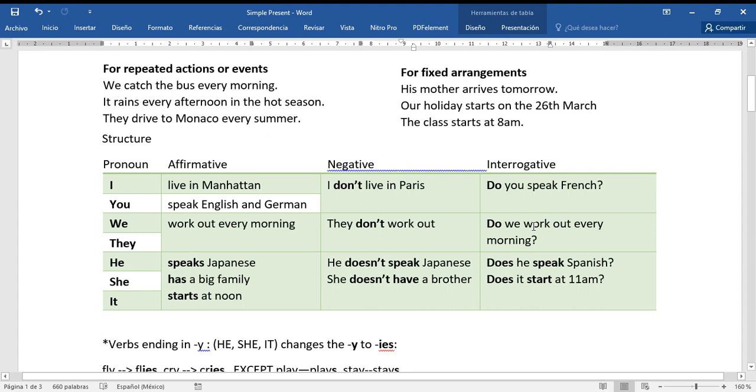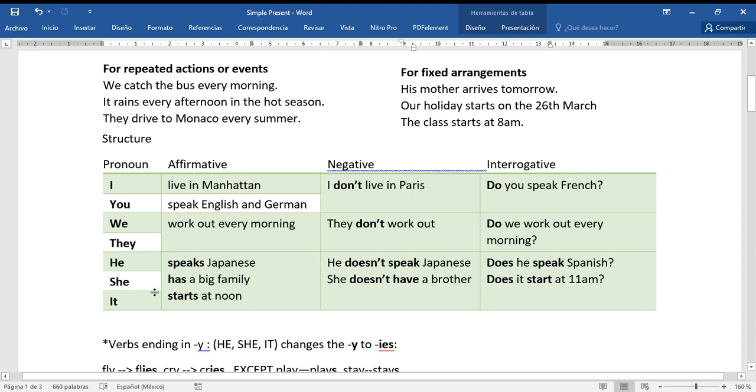depending on the person. Now, when we talk about he, she, and it, the verb changes. As you can see, the verb has an S. This is to represent that the verb is in present tense, in simple present tense. For example, he speaks Japanese. She has a big family. It starts at noon. The verbs have an S to show that we are talking about he, she, or it.